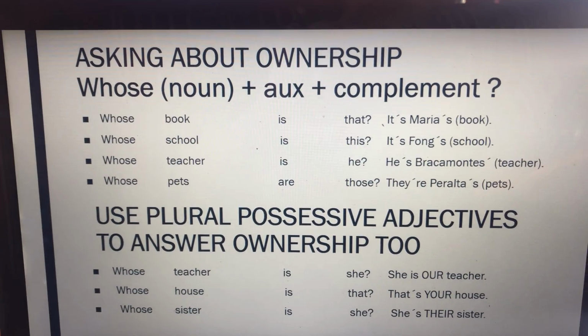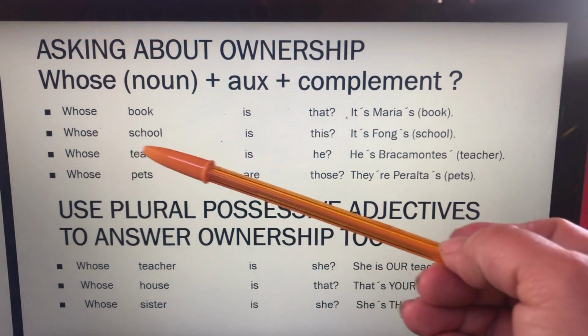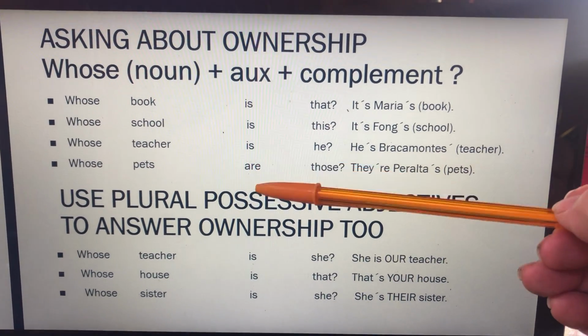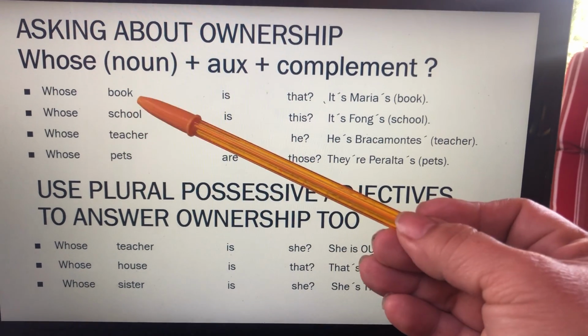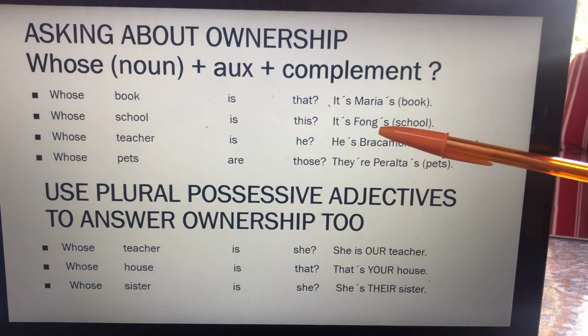Asking about ownership, in that case you have to use the question word whose. Then you add a noun. Be careful here because you have to add the verb, and you have to be careful if it's plural or singular, like in this case. And then this is a possible answer for this question.